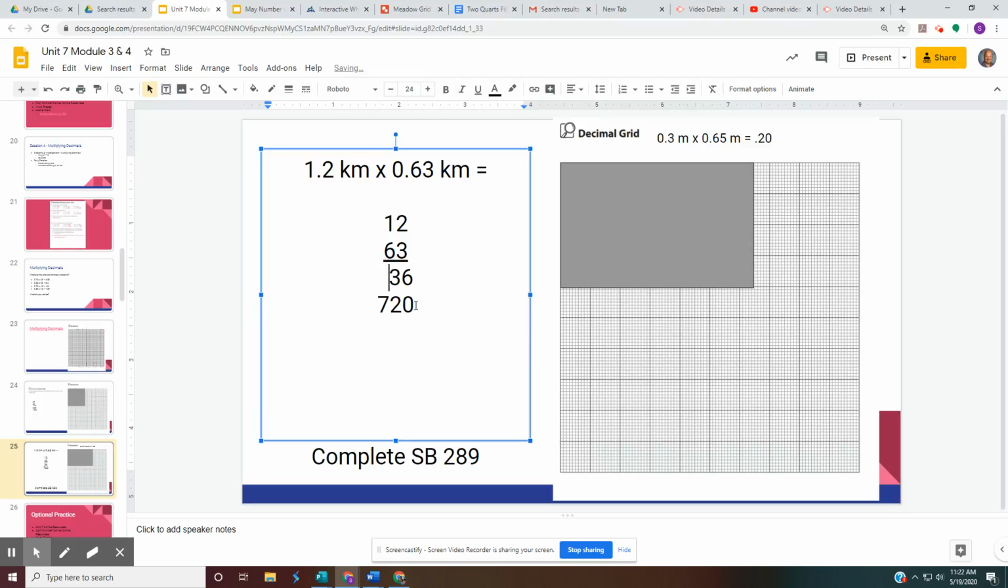Okay. And now what I can do is I'll underline that, and then I will add my answers. Okay, 6 plus 0 is 6. 3 plus 2 is 5. So we're at 756, and that's my answer. But that is not my answer because I have to move my decimal point over, right? Because it wouldn't make sense that 1 times less than 1 equals 756. So we have 1 digit behind the decimal here, 2 digits behind the decimal here. You add that together and get 3. So in my answer, I have to have 3 digits behind the decimal.